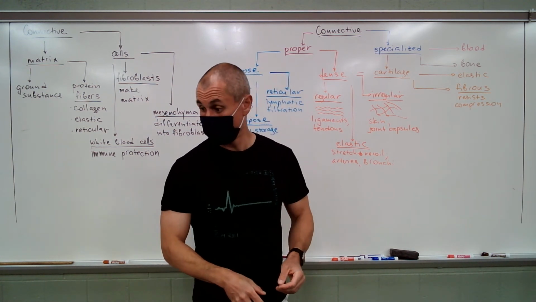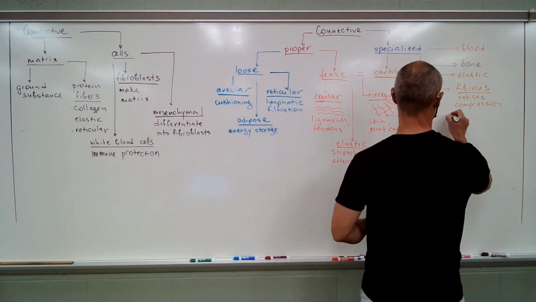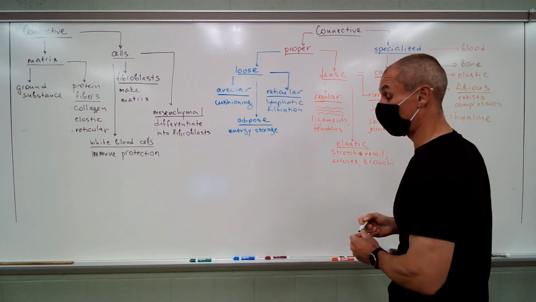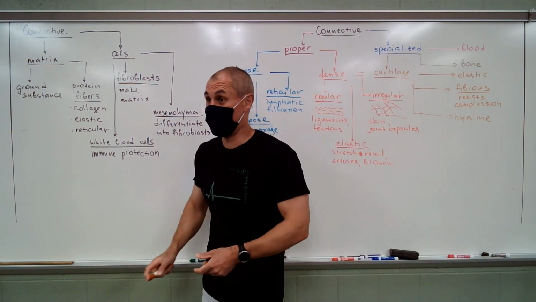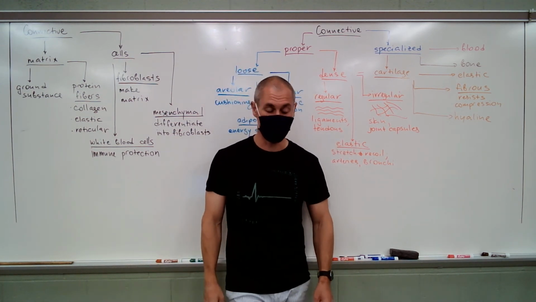What about all other cartilage? It's going to be hyaline. It's most common. Interestingly enough, you know what the name means? The name hyaline means shiny. That's all. It doesn't explain the function at all.